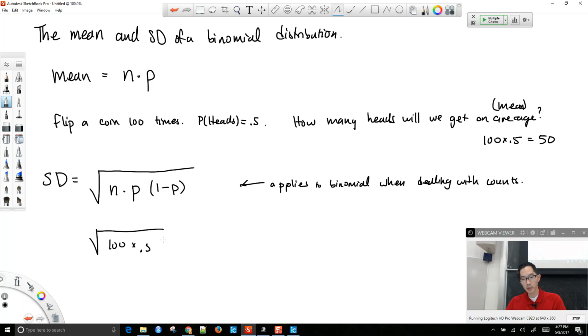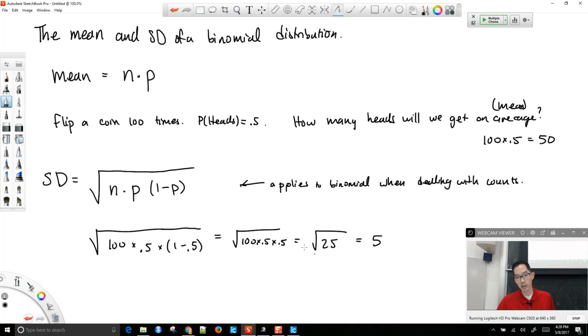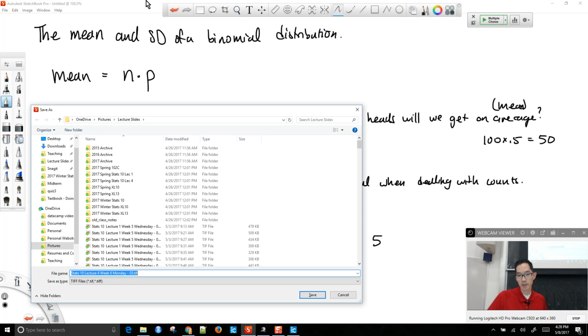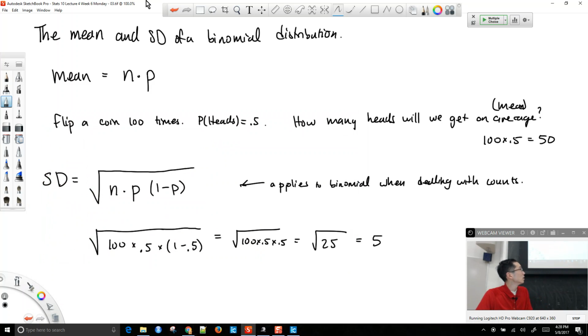In this case, we have 100 coin flips, the probability of heads is 0.5, and the probability of not heads is 1 minus 0.5. And so this becomes the square root of 100 times 0.5 times 0.5, which is the square root of 25, which works out nicely to 5. Now this is often not the case. If p was 0.6, it would be the square root of 24, which is 2 root 6 or something. So that's what we have.